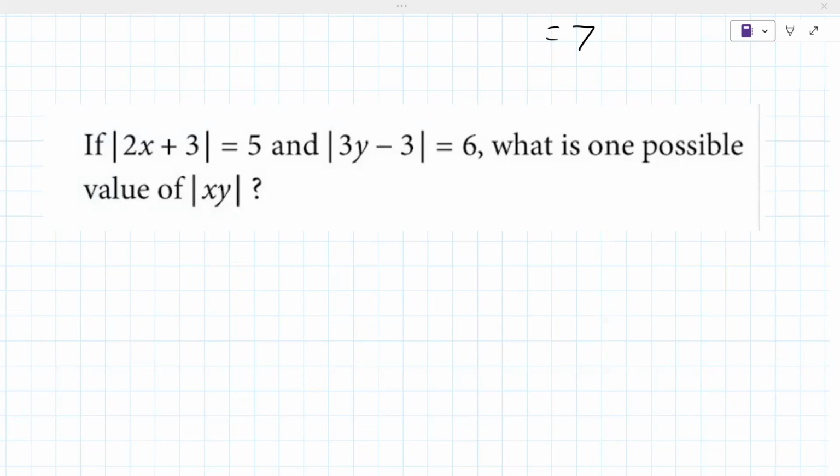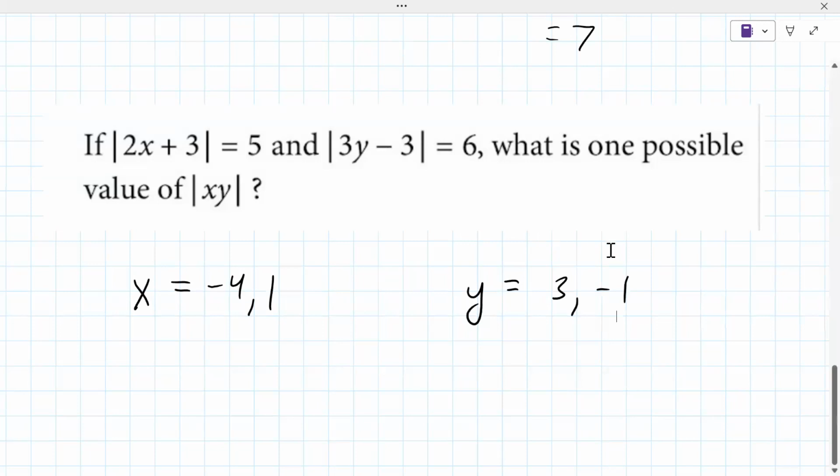Oh, one possible value is 3. Okay, so what did you get for the first one for X? -4 and 1. Okay, and for the second one, what did you get for Y? 3 and -1. All right.